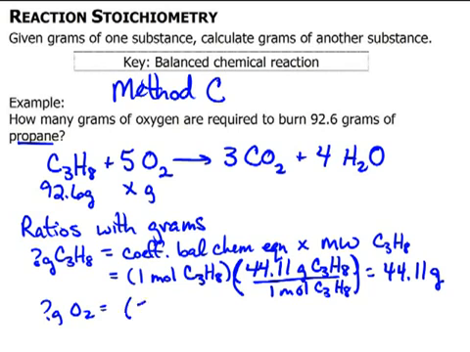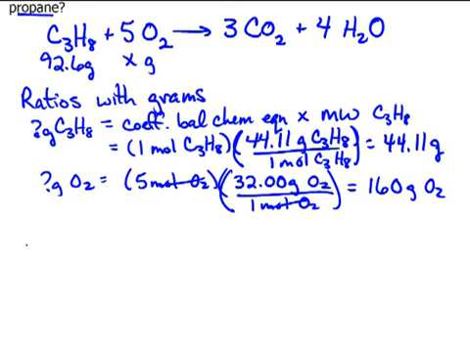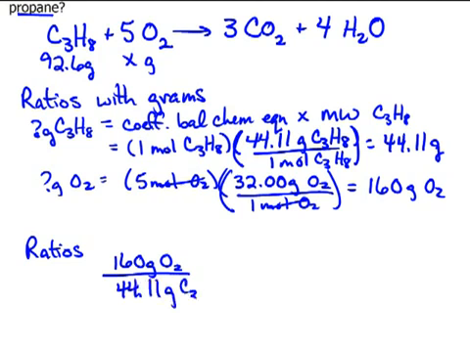Then I need the O2. Okay, and I'll do the same thing. So I do 5 moles of O2 times 32.00 grams of O2 for 1 mole of O2. Again, if I were doing this like on a timed test, I would just do 32 times 5, but I want you to see that the math works out. So I'm writing it out, and that gets me 160 grams of O2. Alright, now I write my ratio. So for every 160 grams of O2, I need 44.11 grams of C3H8.